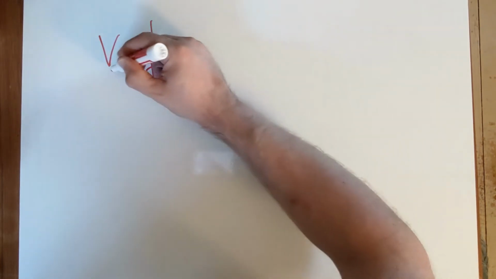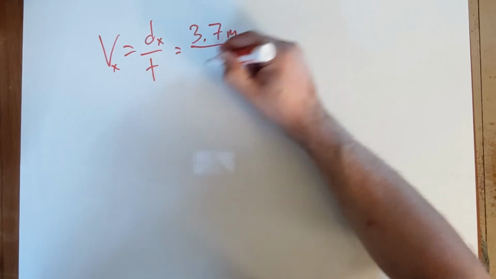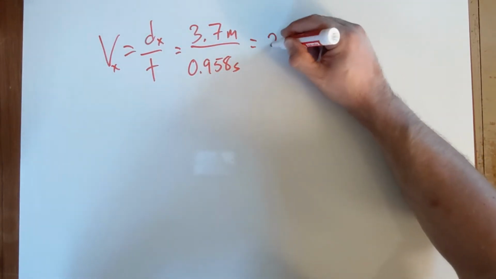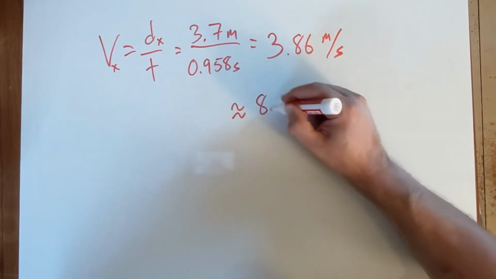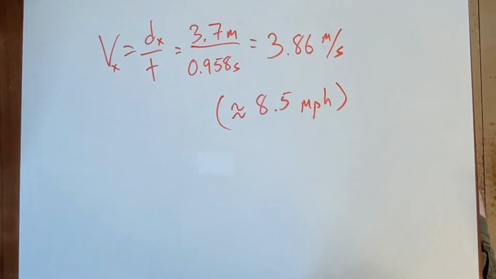And now that you've used the y direction to get the time, say to yourself, hey self, there is only one equation in the x direction, and then use that equation, plug in the number you just got, and solve. The answer is 3.86 meters per second, or about 8.5 miles per hour.